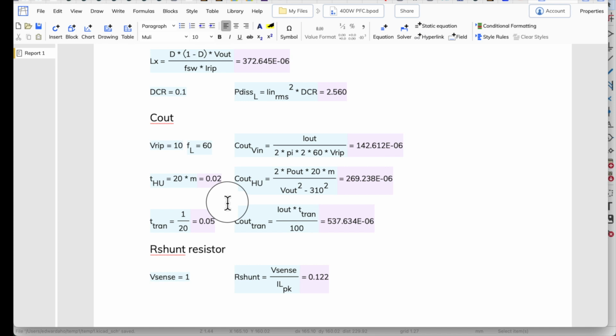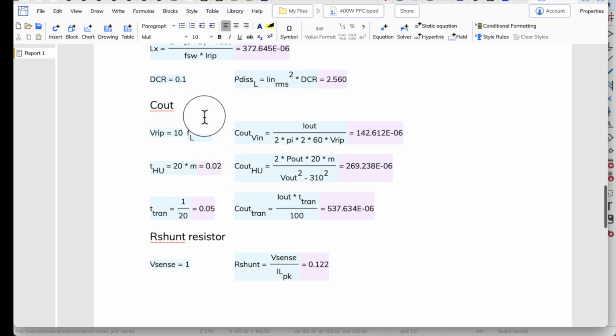Not real slow, but I'll pace through each one of them to show you. I'll just cover that real quickly here. I've got 3 different equations for how much capacitance I need in the output. This first one is based on the line frequency. That's why I call it frequency L, and it's 60 hertz here in the States. So I'm going to go 2 times 60.